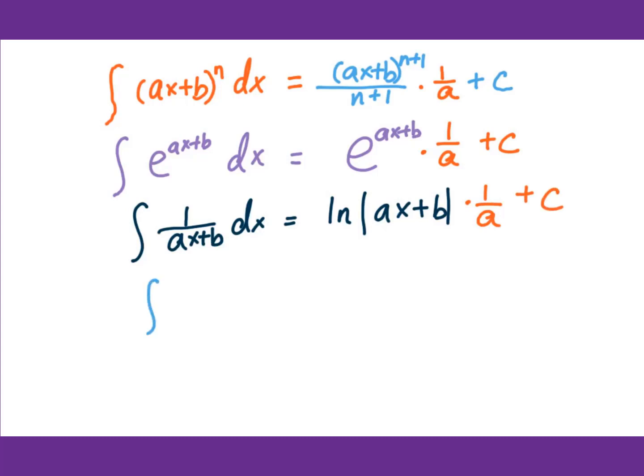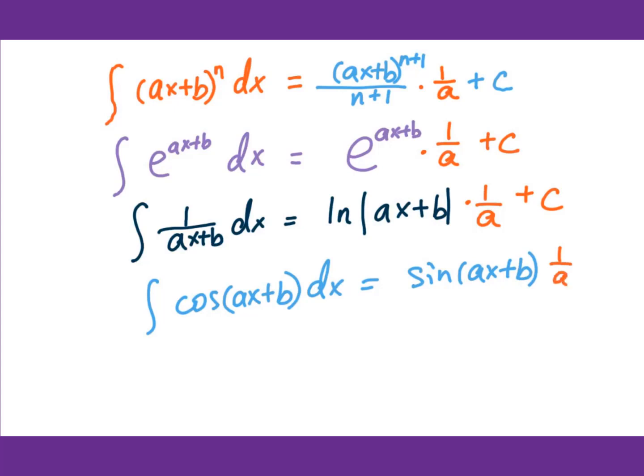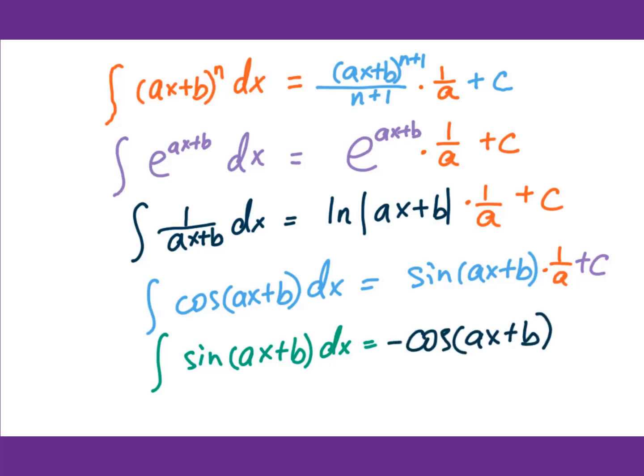For integral of cosine ax plus b dx, you will get sine ax plus b. Then you multiply by 1 over a, then plus c. For integral of sine ax plus b dx, you will get negative cosine ax plus b times 1 over a, then plus c.